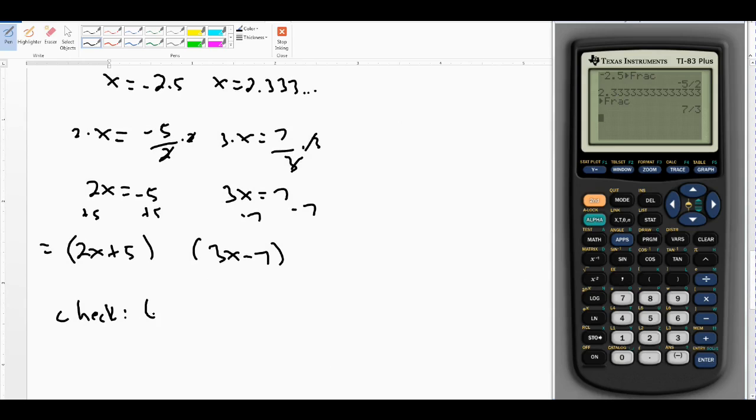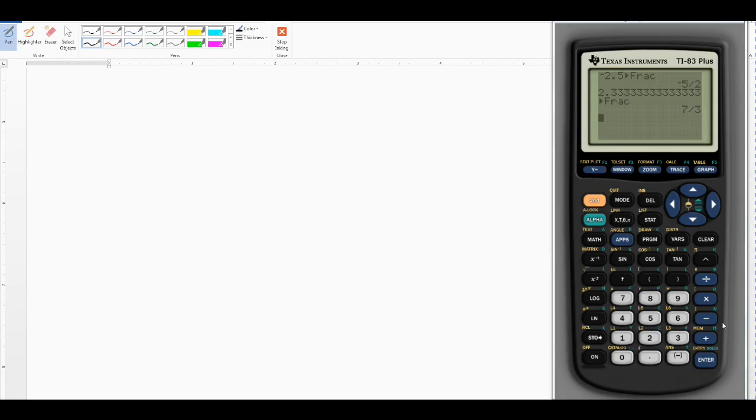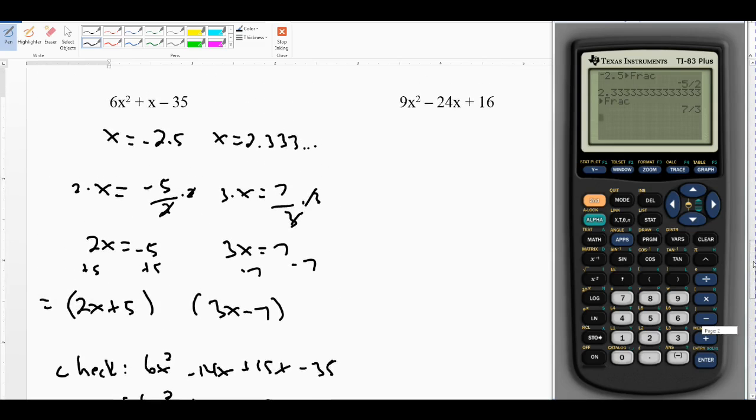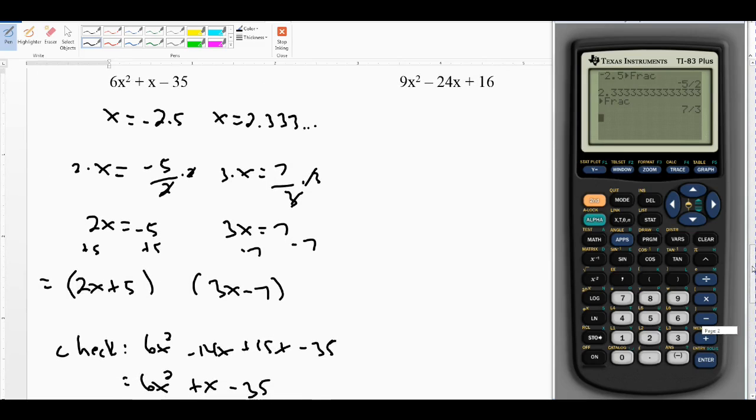2x times each of those is 6x squared minus 14x. Then 5 times each of those terms is 15x minus 35. And we have our like terms, minus 14x plus 15x is plus 1x or just a plus x. Then minus 35. Is that what the original polynomial was? Let's see. 6x squared plus x. Sure is. Checks out.